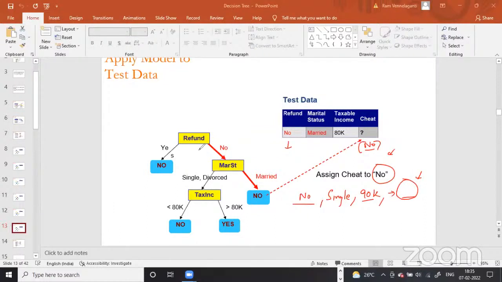So income tax refund is no. Marital status: is he married or single? Sorry, he is single. You have to move in this direction. And now taxable income is greater than $80,000. So what is your conclusion? Your conclusion is that person is a fraudulent person.